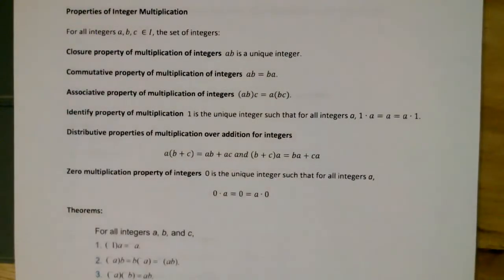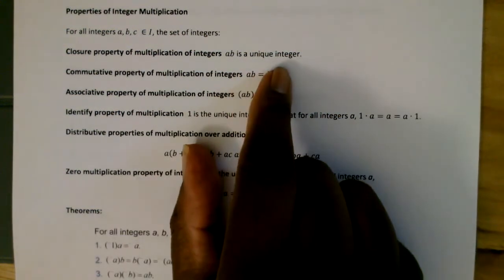Right, on the next page. Now, these are the properties of integer multiplication. These are just similar to the properties of whole number multiplication. The closure property states that if I multiply A times B, where A and B are in the set of integers, I would get a unique integer.